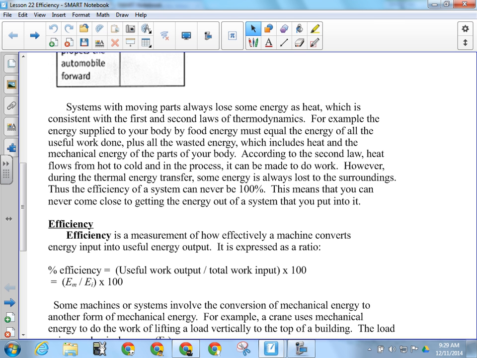All right, energy supplied to your body by food, okay, must equal all of the energy and useful work done plus all the wasted energy, which includes heat and whatever, okay? According to the second law, heat flows from hot to cold during that process. If we could get something in there, okay, we could harness that heat. Agreed? Right? That wasted energy that's going away. If we could get something in there, like a heat engine, remember we talked about that kind of the first day, we could harness that heat to do some useful work. Well, car manufacturers have figured out a way to do that.